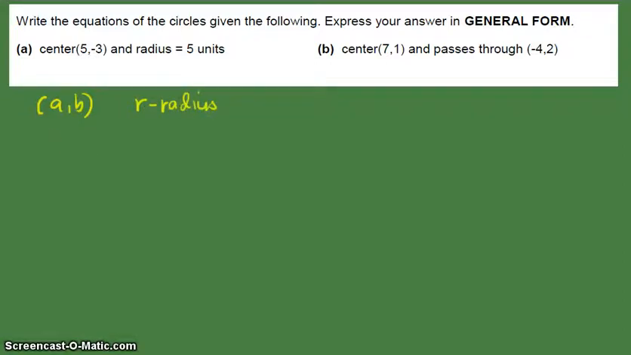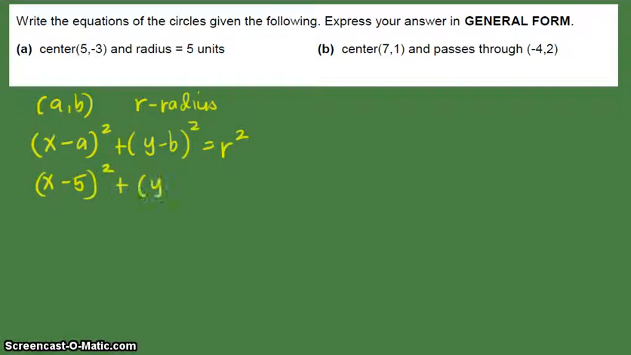When the center is (a, b) and the radius is r, the equation of the circle is given by (x - a)² + (y - b)² = r². So this is very straightforward because you have a, b, and r. This means you have (x - 5)² + (y - (-3))² = 5², so this is (x - 5)² + (y + 3)² = 25.